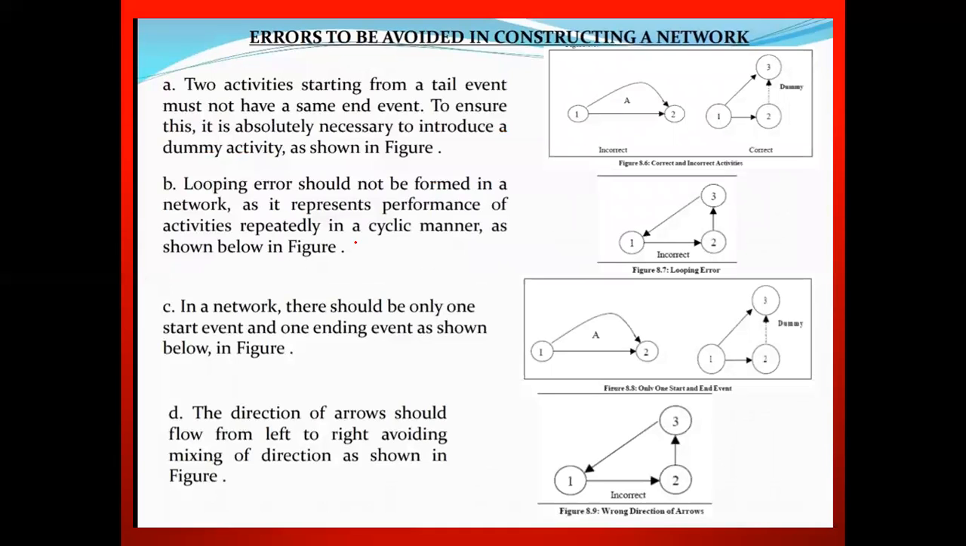Next, while designing or while developing a network diagram, what are the errors to be avoided? Okay, while designing a network diagram, by seeing the question, we should not do some of the errors. What are the errors means? See here. The first error is two activities starting from a tail event. Tail event ante starting event. Two activities starting from a tail event must not have the same end event. And enti, see here, this is incorrect.